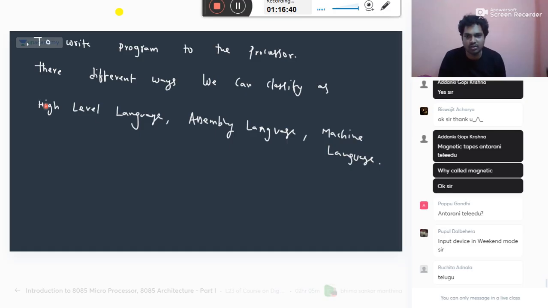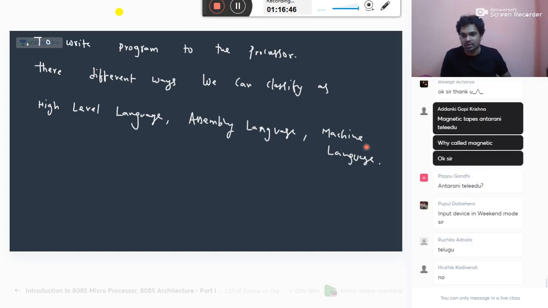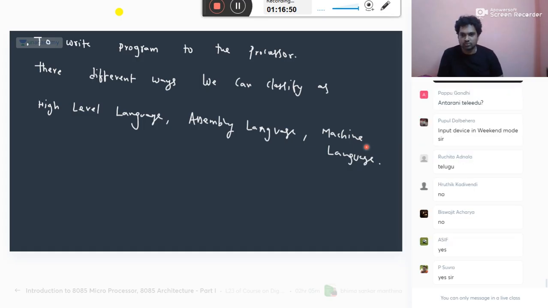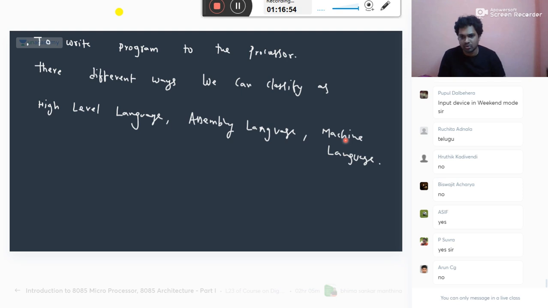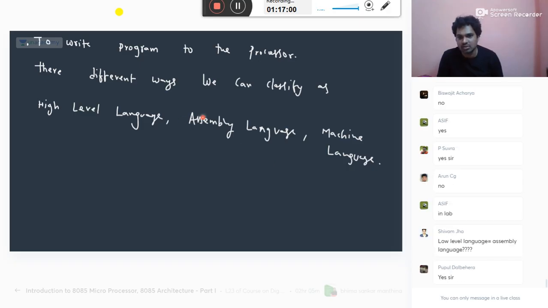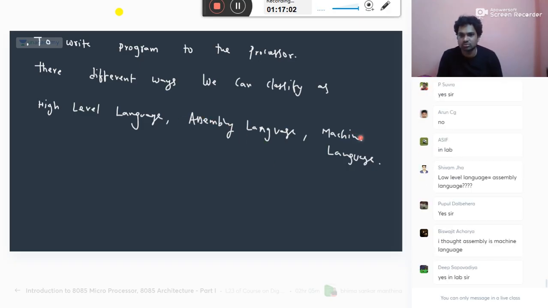Have you ever tried to write a program in machine language? It's not difficult. You can write it if you know the particular codes, you can convert and write the program. You can say it is medium, it is low.